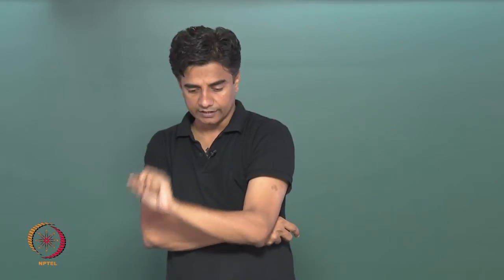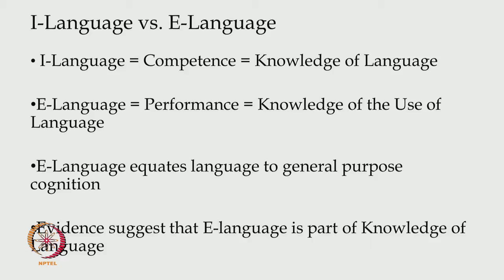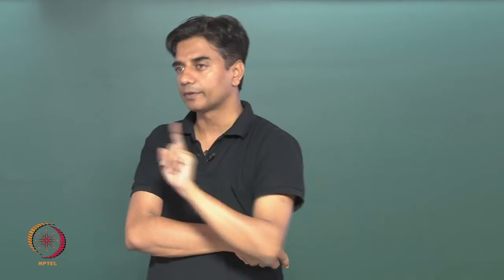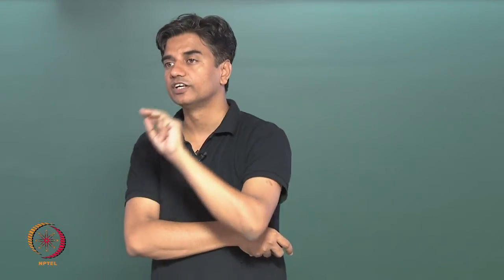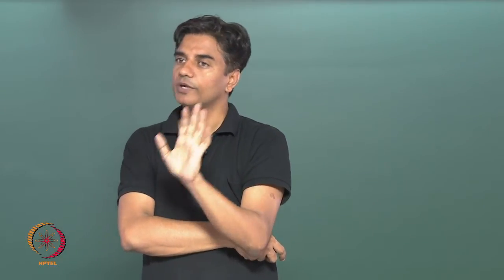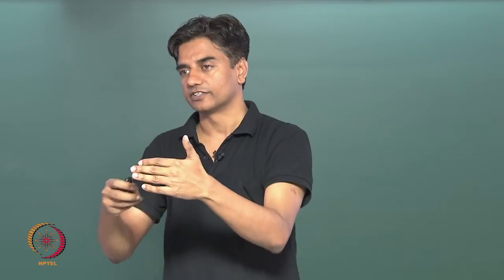I'm showing you evidence for you to decide how this works, and I'm more curious in coming to the data part. So, look at it again. Is this clear? The reason why I talked about specific purpose and general purpose cognition is because I mentioned knowledge of language and the knowledge of the use of language. The argument is one could be part of a specific purpose cognition and the other could be part of general purpose cognition.